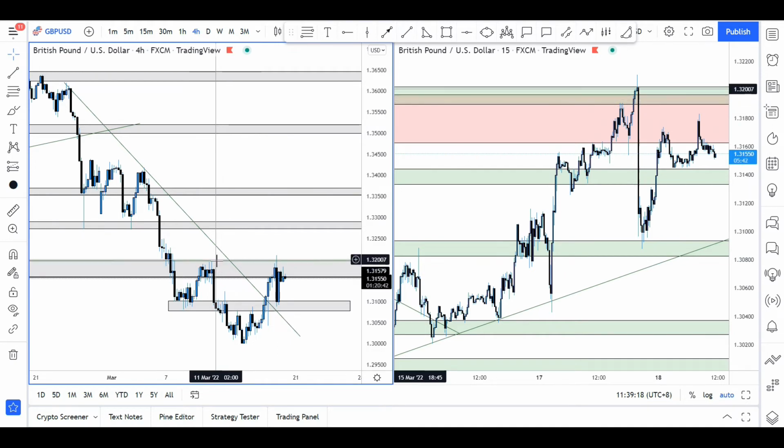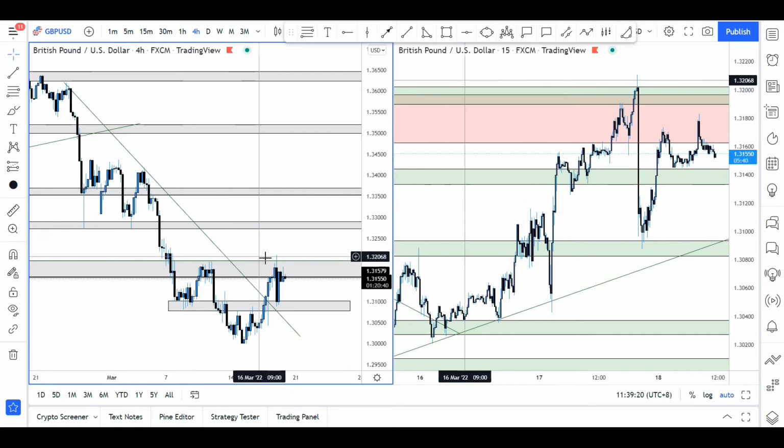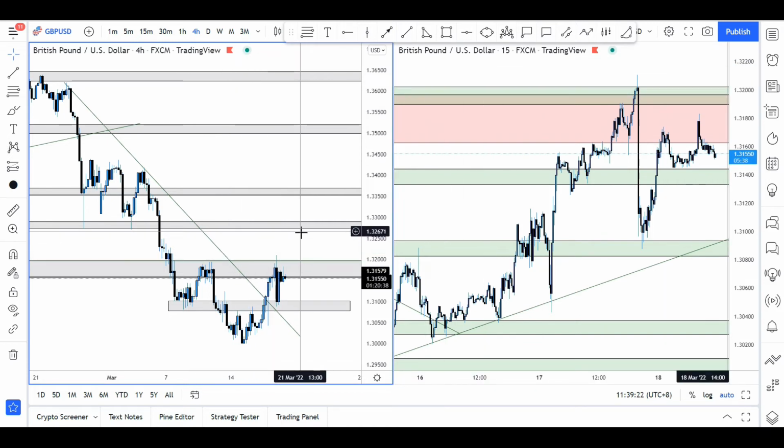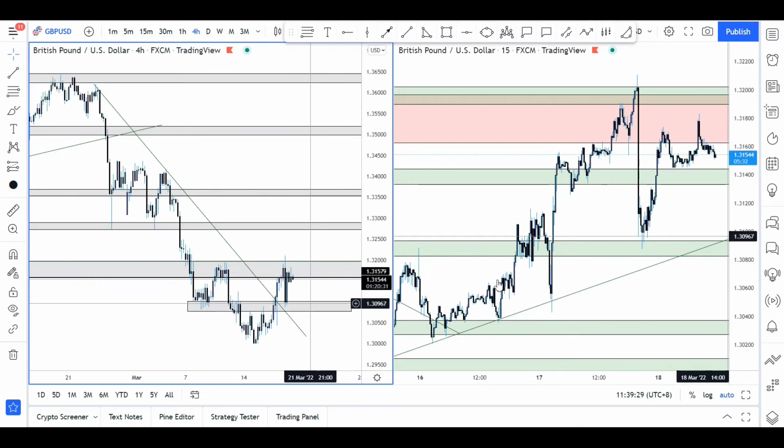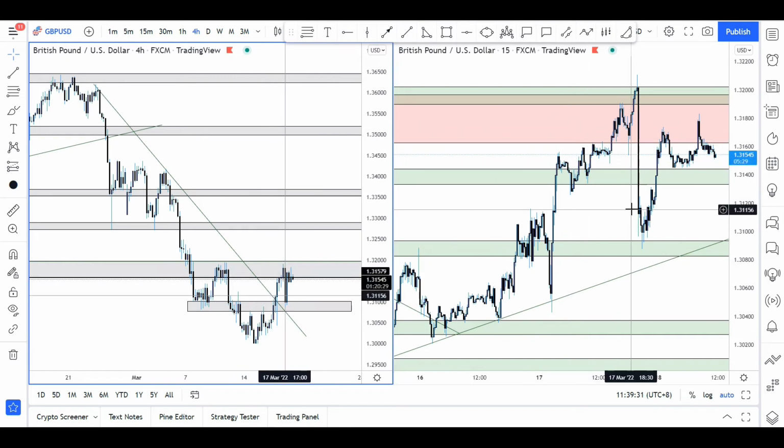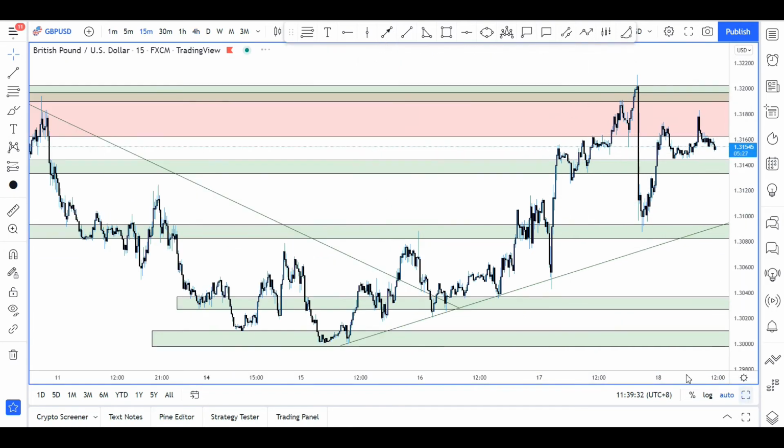131.92 region, or let's just call it the 132 psychological level. We'll break off it, and we'll see GU buy up onto 132.80, 133 region. That's 100 pips. Otherwise, if we look into this style, sorry, it might just be probably messy.